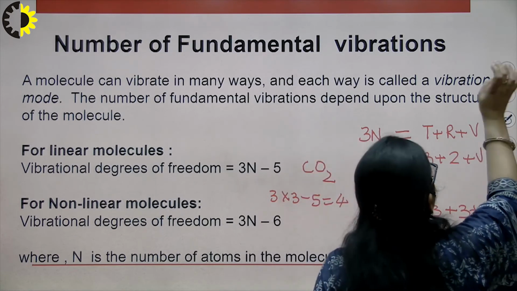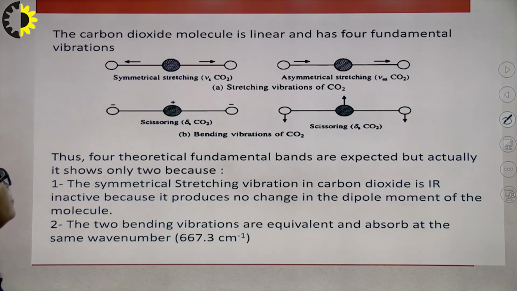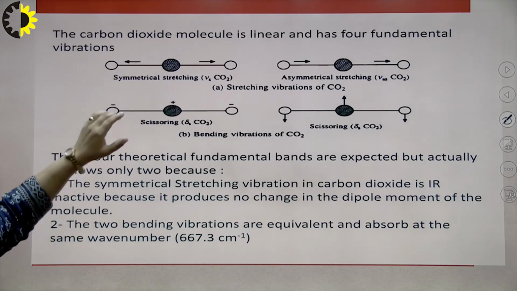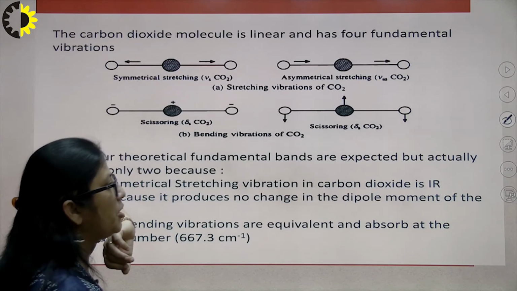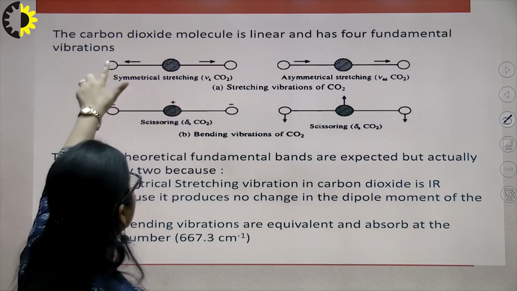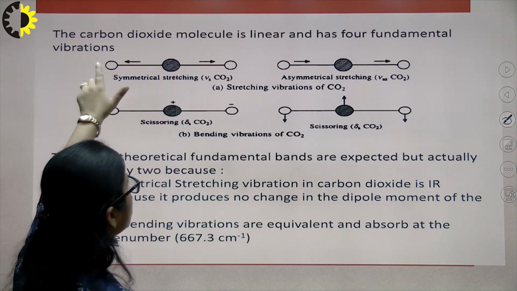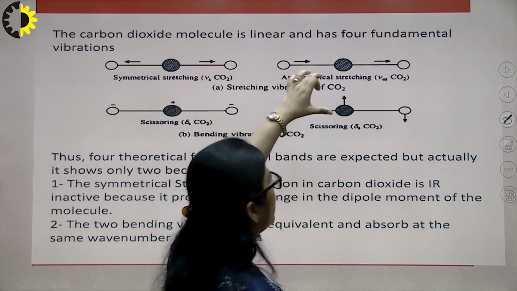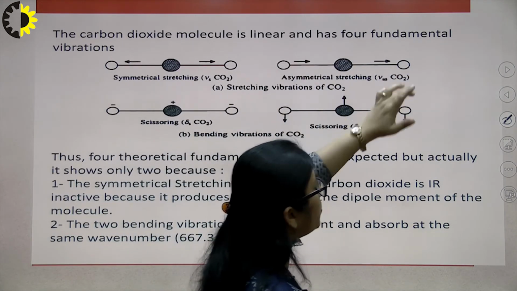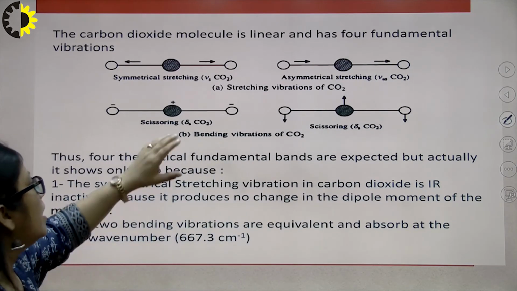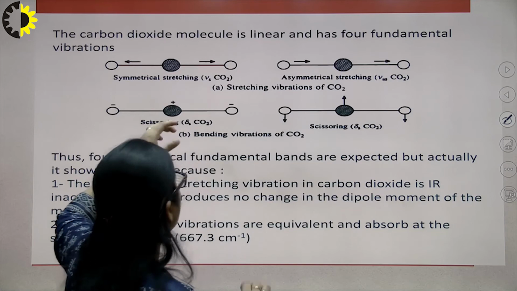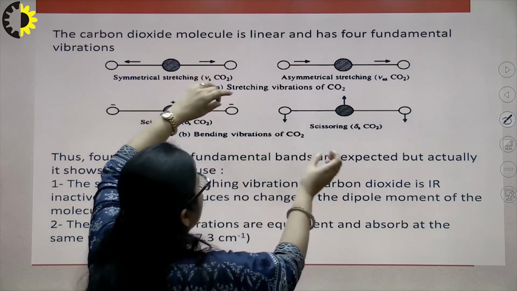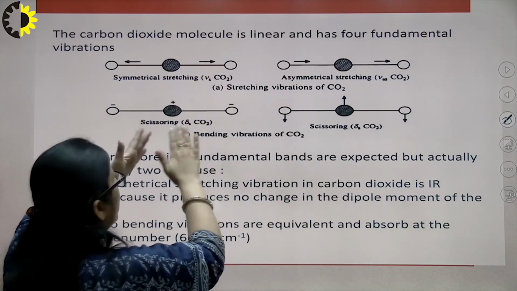But is that so? We will see. Now, the carbon dioxide molecule is linear and it has 4 fundamental vibrations. The first is the stretching vibration, which is symmetrical stretching, when the 2 oxygen atoms move away from the carbon atom at the same time and come near to the carbon atom. Then the asymmetrical stretching, when one atom moves towards the carbon, the other moves away from the carbon atom. Then this is scissoring, in the direction of carbon and oxygen, and carbon and oxygen. So, they are overlapping ones.